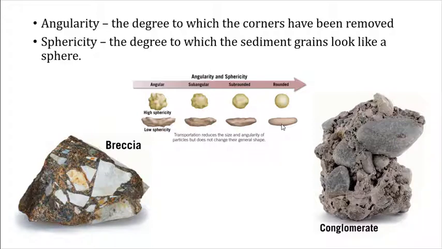And I know this is like, oh my gosh, but this is the kind of thing we worry about. Rounding usually happens first, and sphericity happens later, right? You only really see highly rounded and highly spherical sediments in environments where the sediment has been in the system for a very, very long time, right?